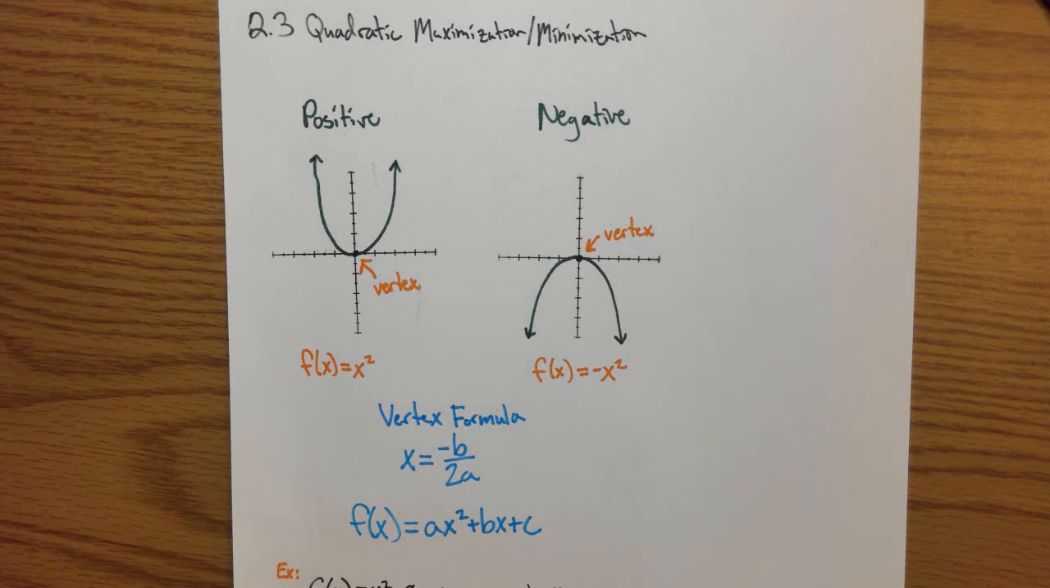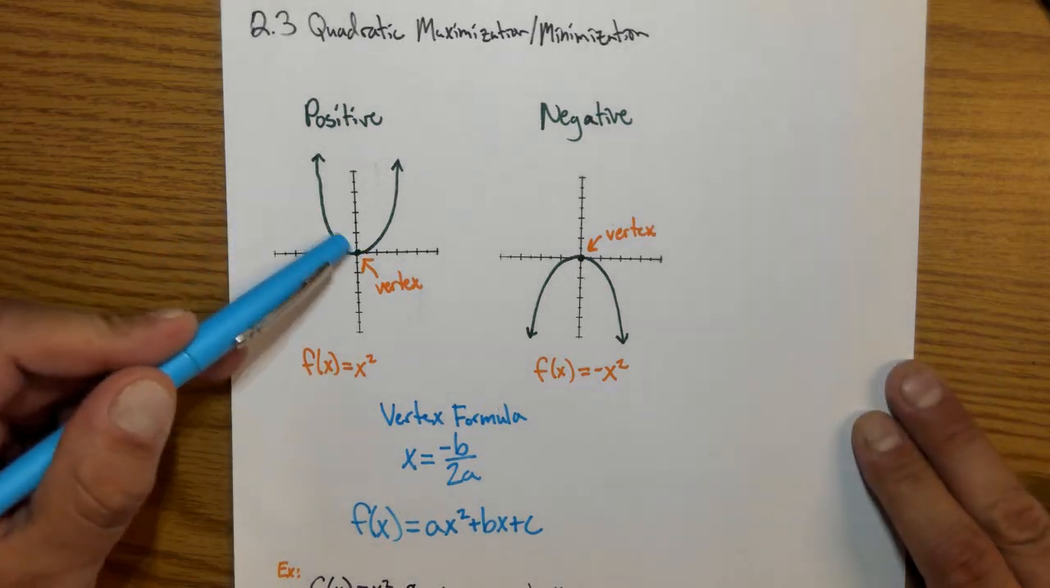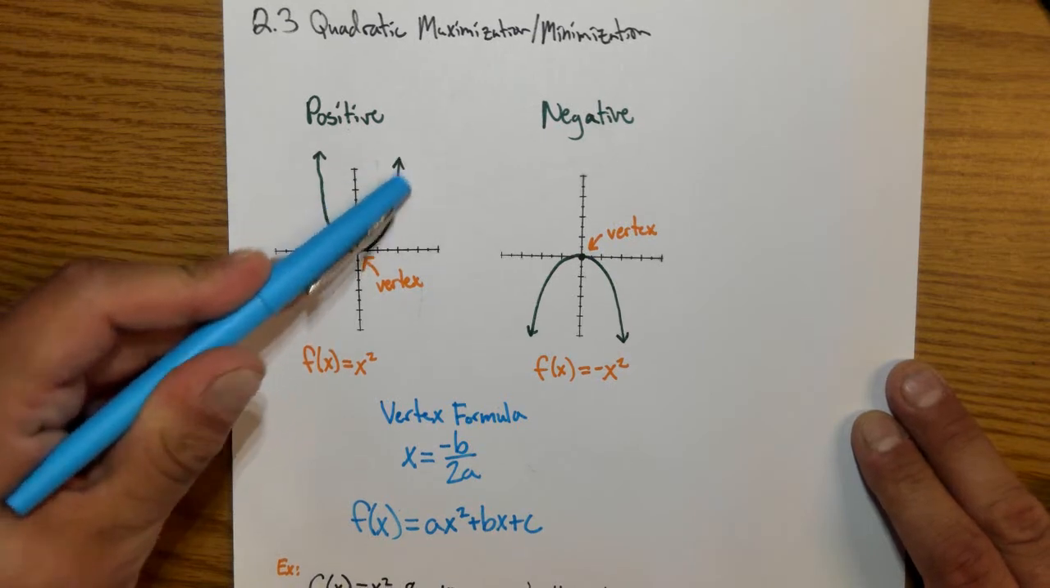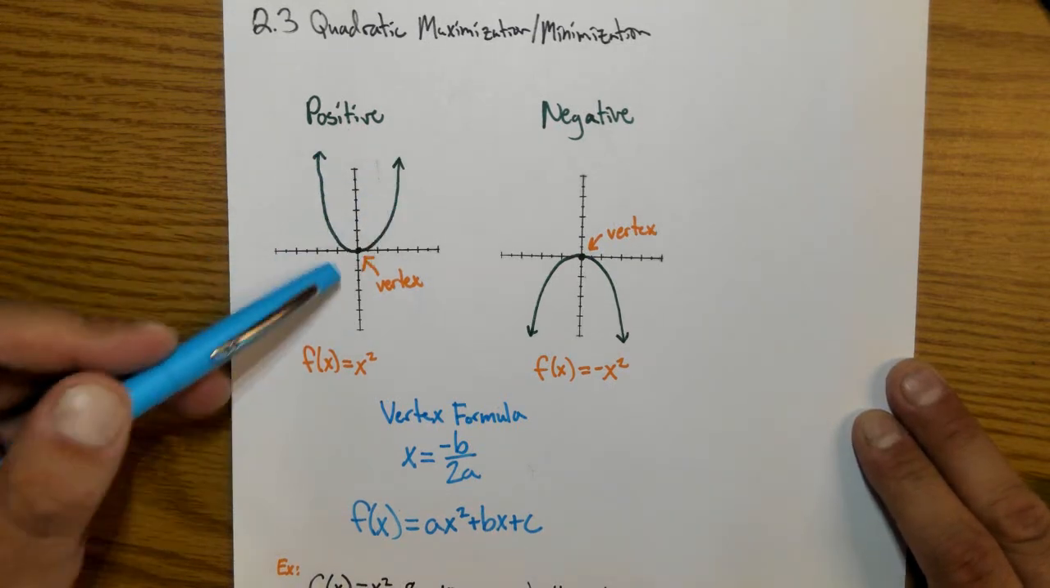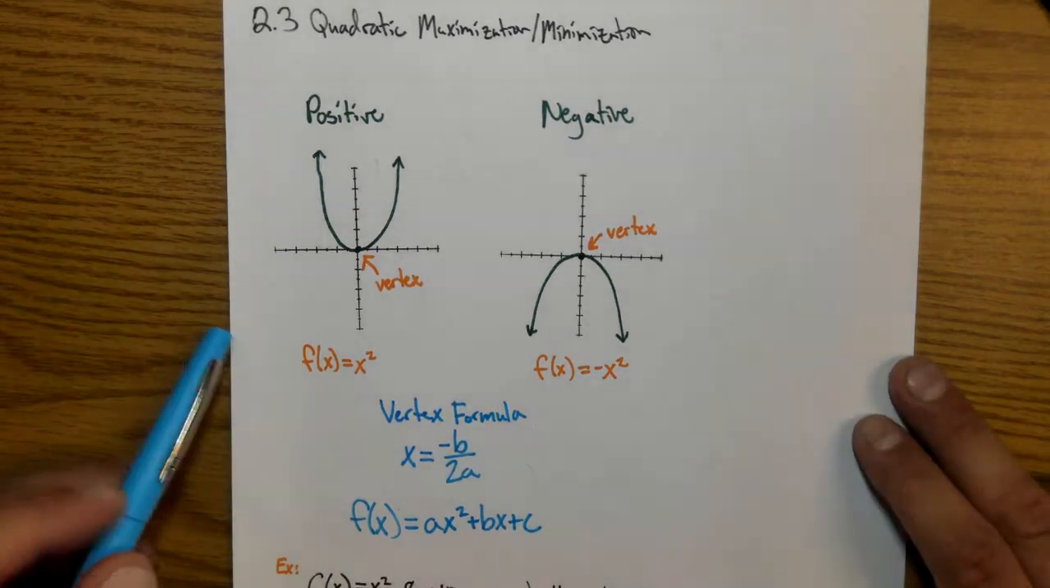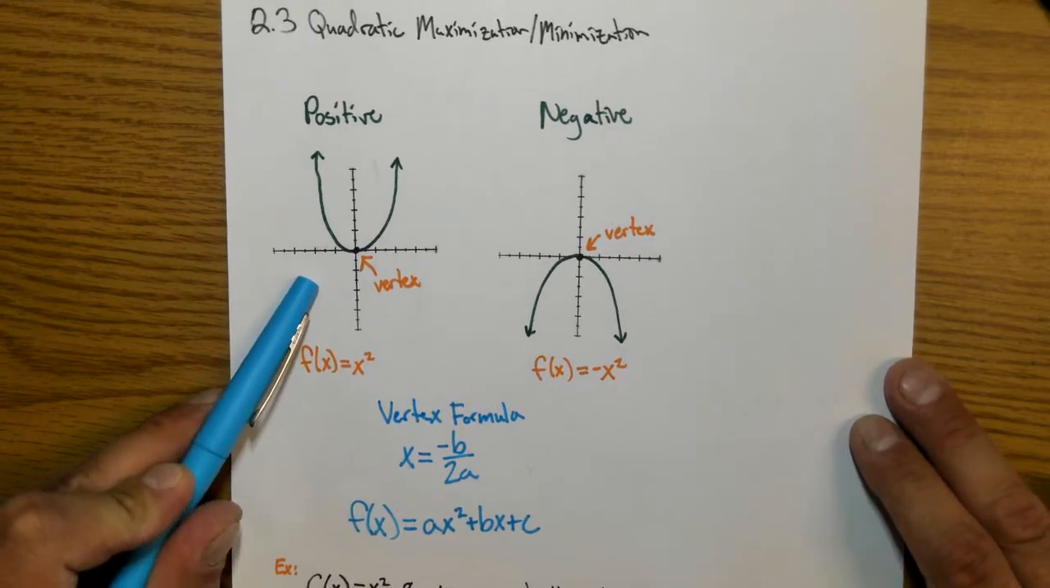Degree is the highest number, or the highest exponent, right? And the shape of a quadratic is a parabola. It's kind of U-shaped, if you notice. And we have two specific kinds. We have a positive and a negative.